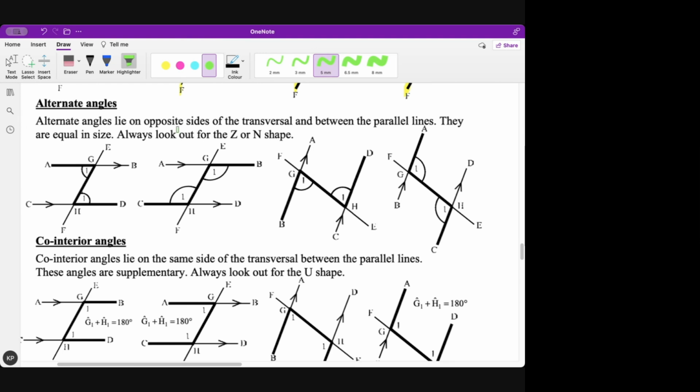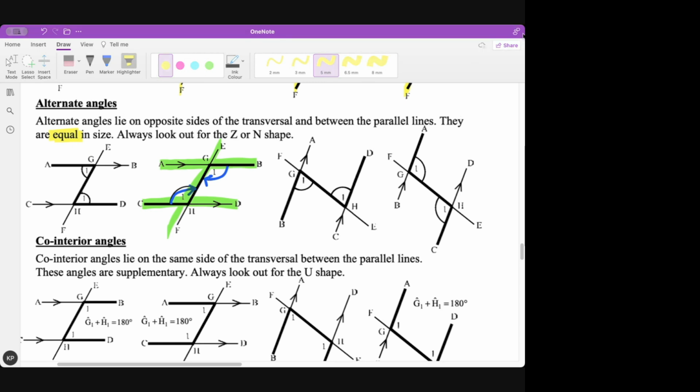The next one is alternate angles, not alternating or alternative, alternate angles. Now these ones are on opposite sides of the transversal and between your parallel lines. So these are my parallel lines and they are between, which means they're both inside. There's one of them, there's the other one. And my other condition is they are on opposite sides of the transversal. So if this is my transversal, one is on the left, one is on the right. One is up, one is down. They make a Z or an N shape, and these angles are also equal.